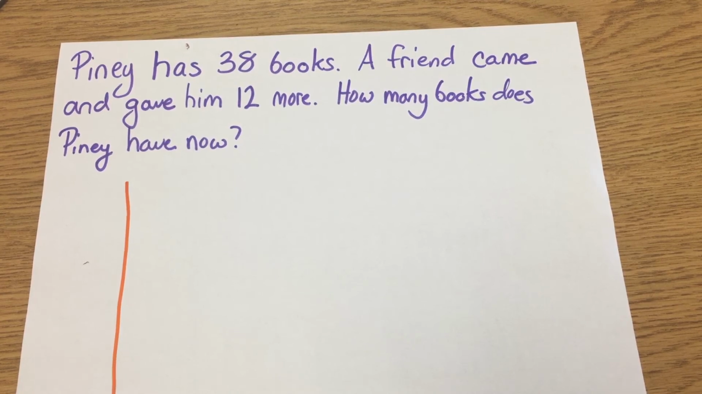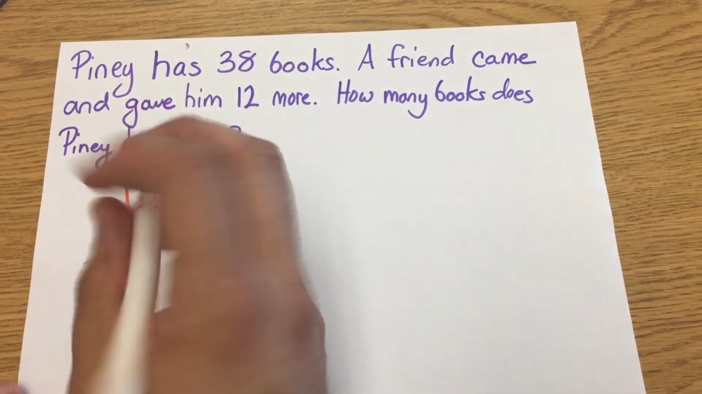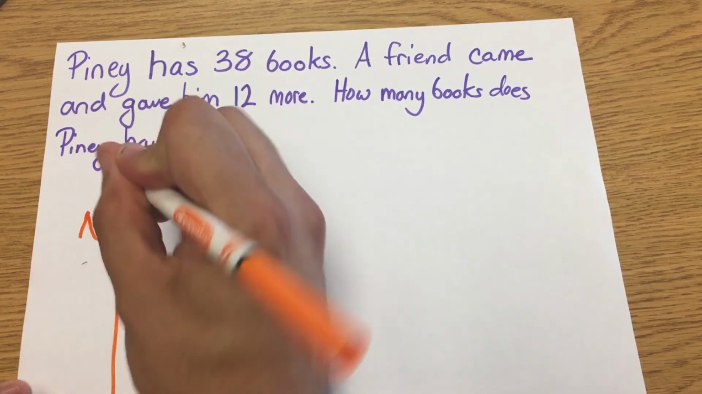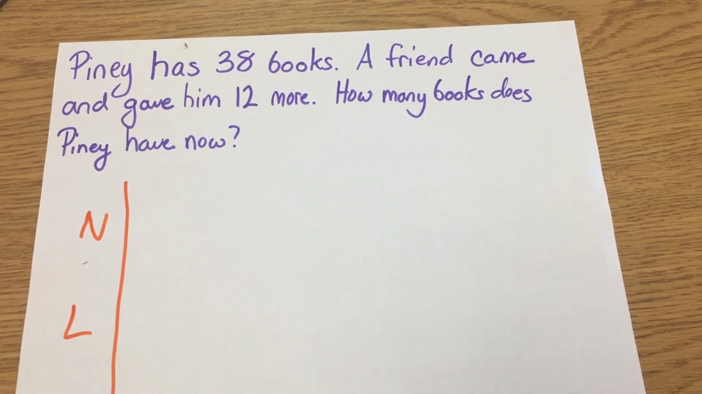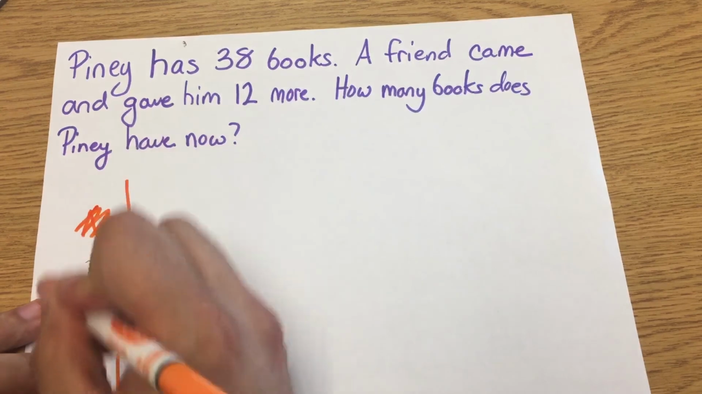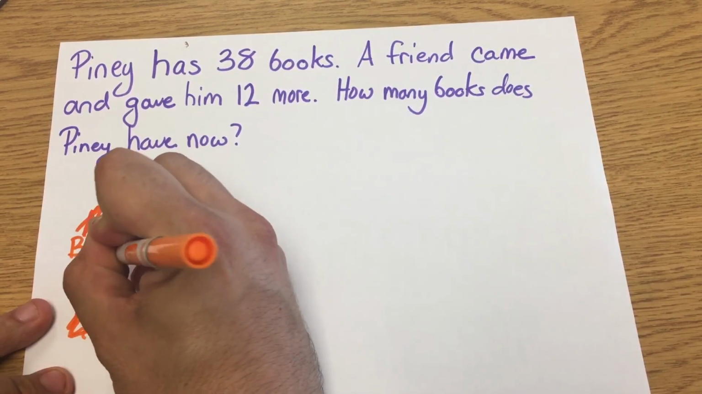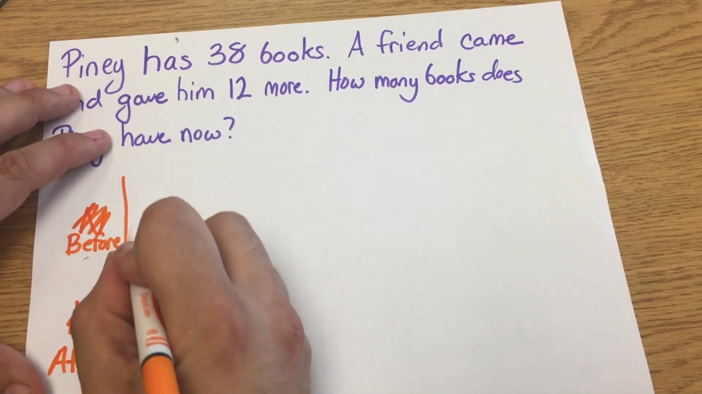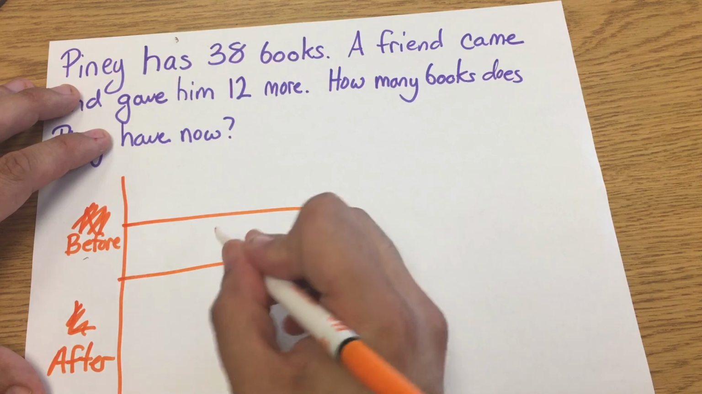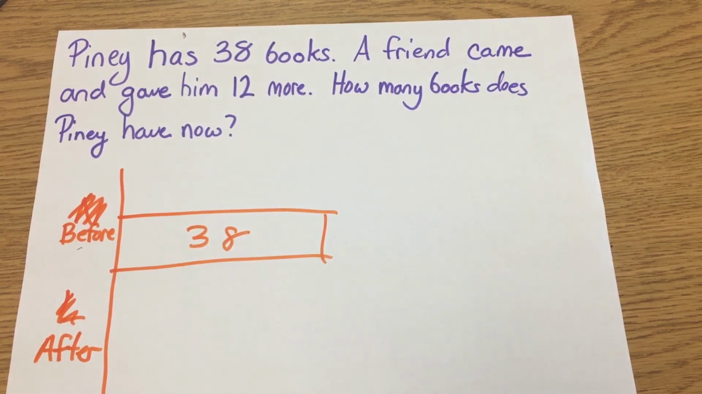One obvious way would be, let's see, we know that Piney started off with 38, and then suddenly he came up with a new amount. He got more books. So I'm just going to call that now and later maybe, or first and after, before and after. Could be either way. Let's in fact do that. I don't want to say now. Let's call that before and after. So before, we knew that Piney had 38 books. But then a friend came and gave him 12 more.